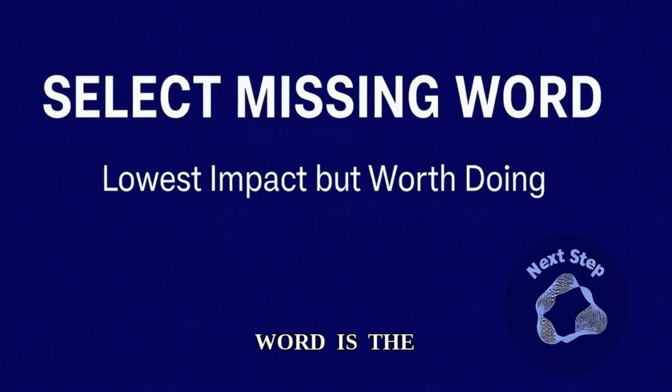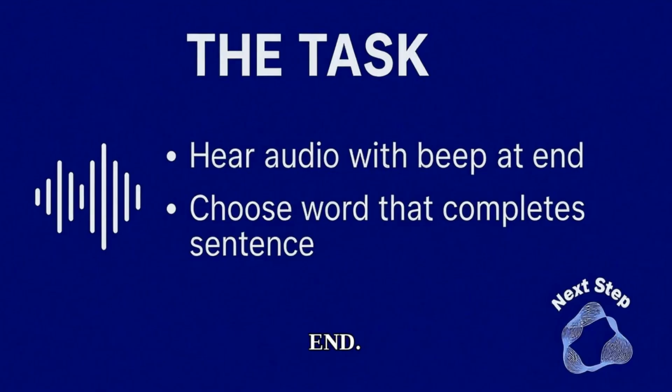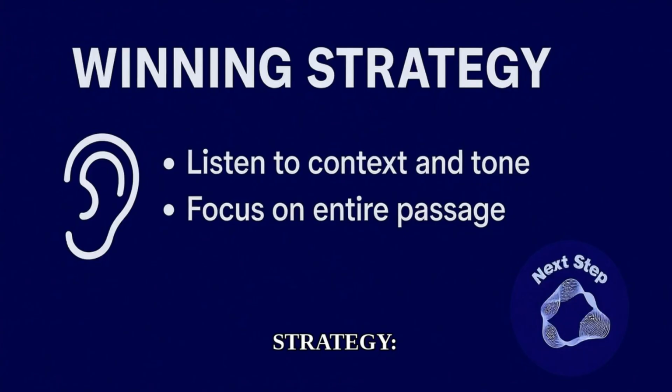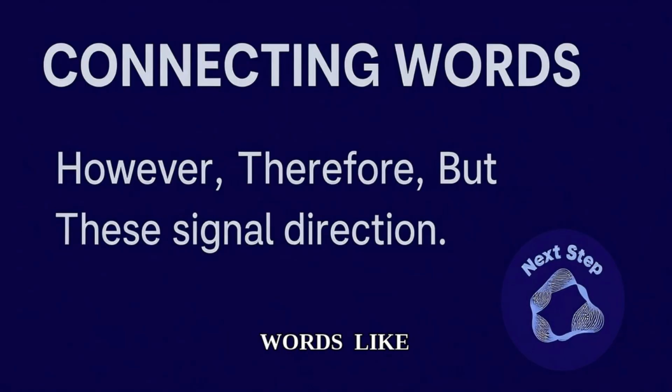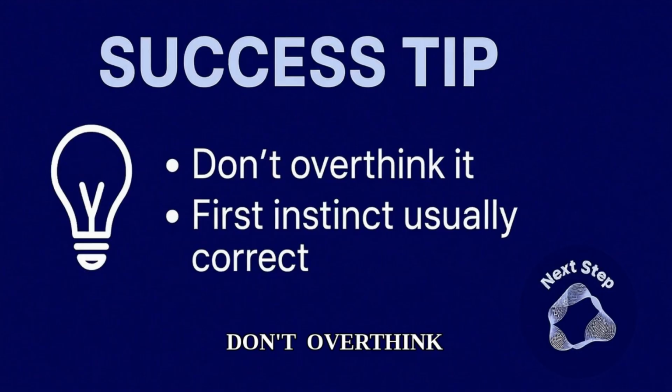Select missing word is the lowest impact task, but still worth doing correctly. You hear audio with a beep at the end. Choose the word that completes the sentence. Strategy: listen to the context and tone of the entire passage. The missing word fits grammatically and contextually with what comes before. Pay attention to connecting words like however and therefore that signal direction. Don't overthink it. Your first instinct based on context is usually correct.